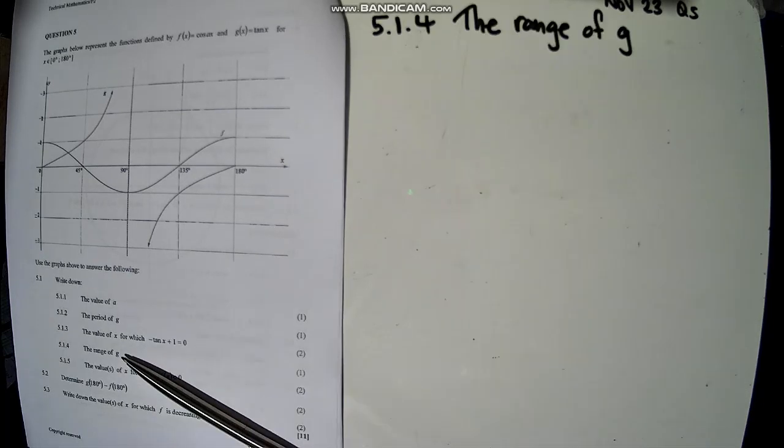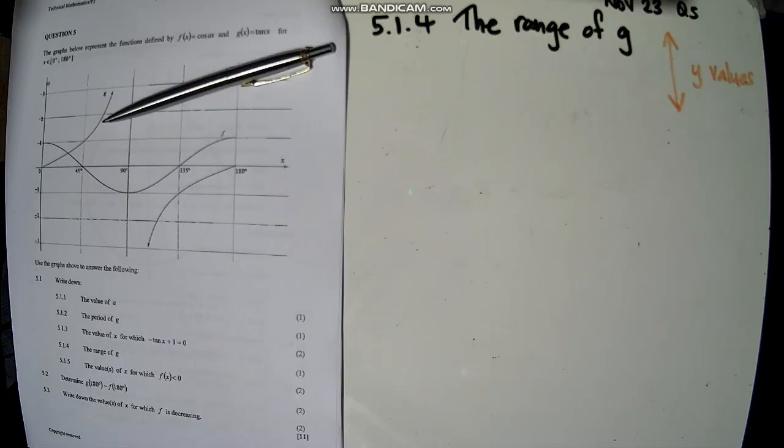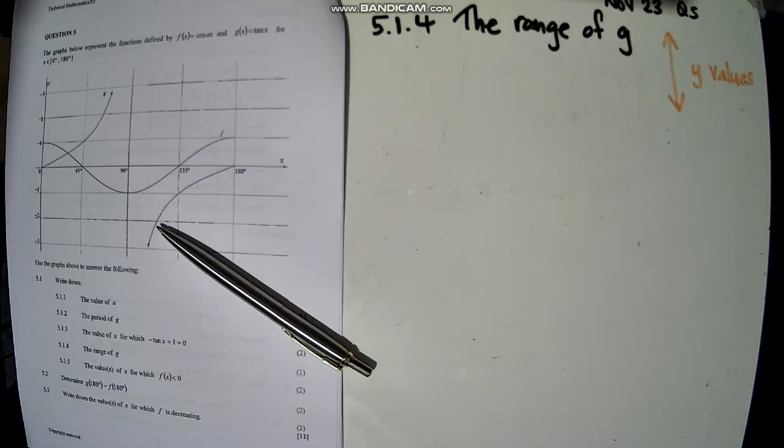5.1.4, they're asking for the range of g. So they're asking for the y values of the tan graph. Now notice that the curve is going all the way up to positive and negative infinity. You with me? If you look at that first one with the asymptotes, it's going all the way up to positive infinity. The next curve is going all the way to negative infinity. So therefore our answer is y is an element of negative infinity to positive infinity.